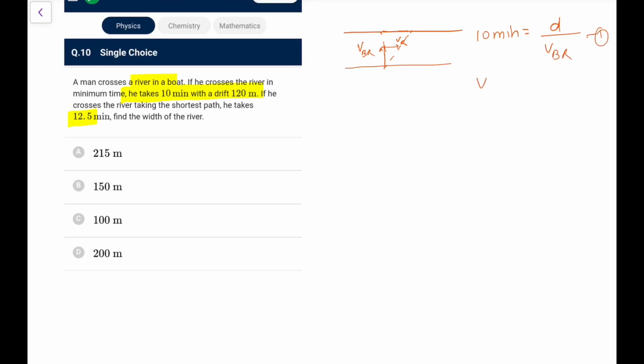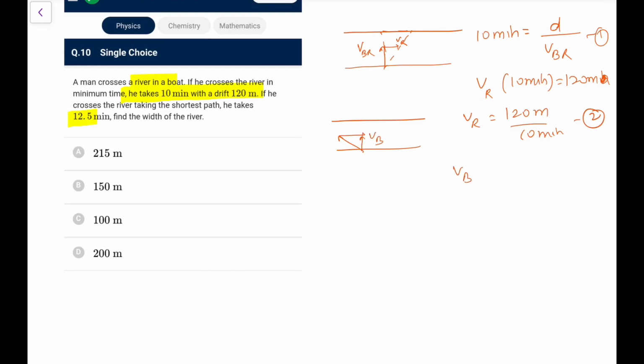And similarly, V of river into 10 minutes is equal to 120 meters, sorry, not minutes. So V of river is 120 meters upon 10 minutes. Write it like this. And for the shortest path, he goes like this, so that this is what VB comes out. In that case, VB comes out as the square root of VBR square minus VR square, so time 12.5 minutes is equal to D upon the square root of VBR square minus VR square. This is the third equation that you have got. Now you have to find the width of the river.